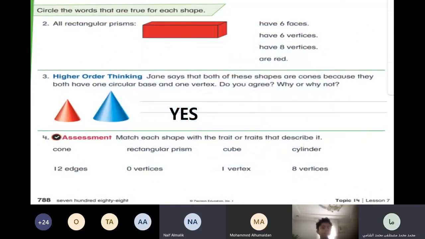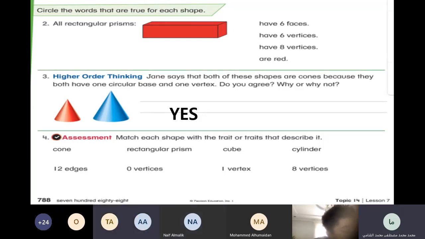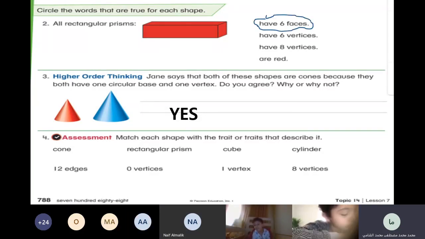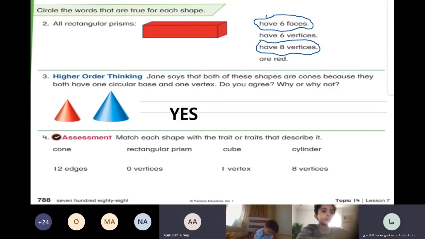788. All rectangular prisms have six faces, right or wrong? Yes, right. Six vertices? No, not six vertices. It's eight vertices. And are red? Wrong. So all rectangular prisms have six faces and have eight vertices.